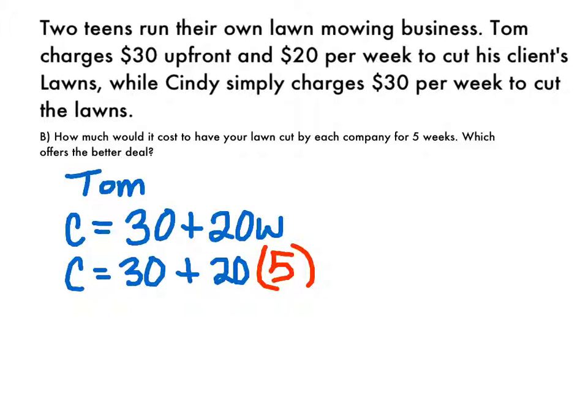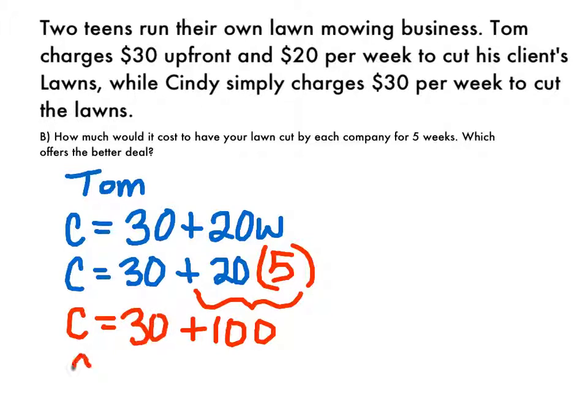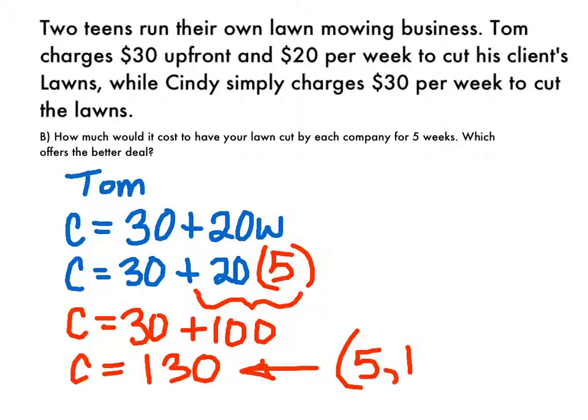Now keeping in mind that 20 times 5 is equal to 100, that 30 is going to come on down and we find Tom will cost $130 total, or the point (5, 130) for weeks and cost. See if you can try the equation for Cindy and sub in 5 to see her result.